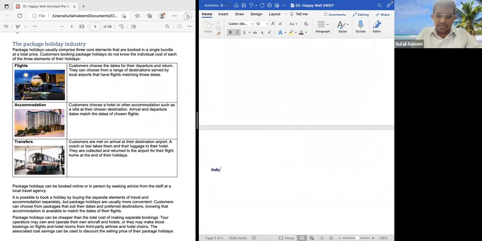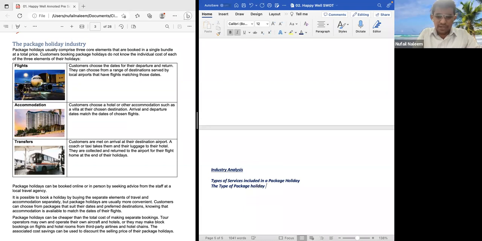So, the first thing is industry analysis. I'm going to underline it and effectively say the content of this. One is types of services included in a package holiday. That is one part. Then, the other one that we are going to focus on is the type of package holiday.